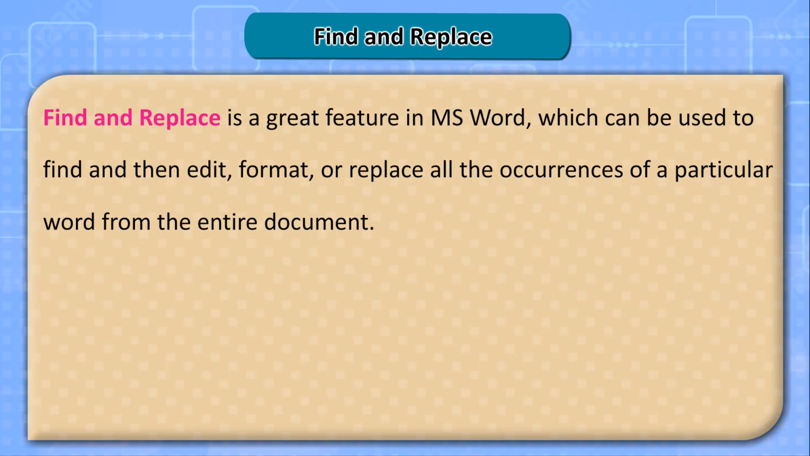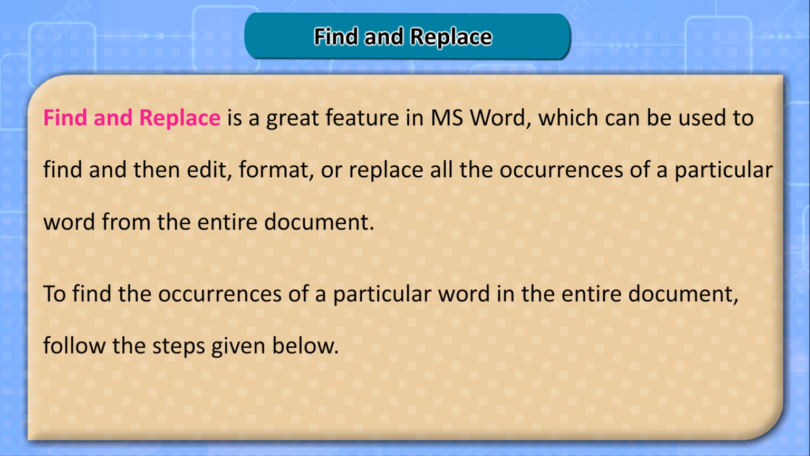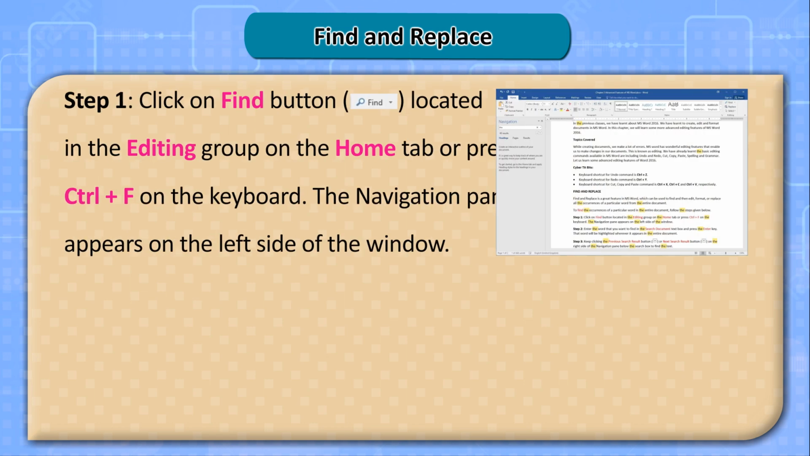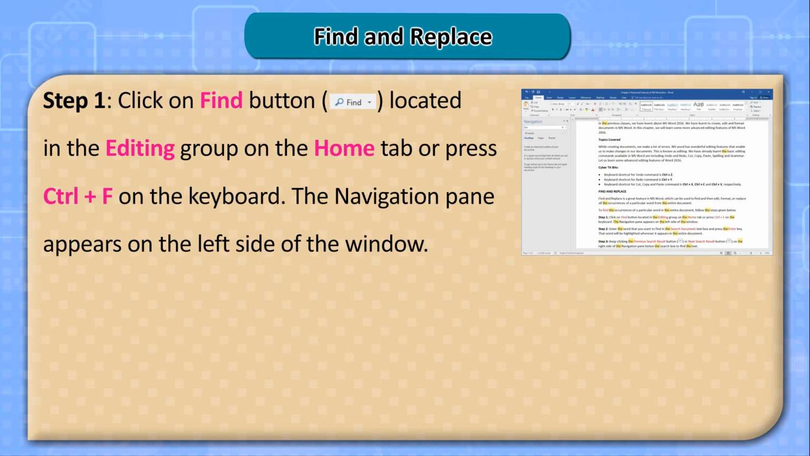Find and replace. Find and replace is a great feature in MS Word, which can be used to find and then edit, format, or replace all the occurrences of a particular word in the entire document. To find the occurrences of a particular word in the entire document, follow the steps given below. Step 1. Click on the Find button located in the Editing group on the Home tab or press Ctrl+F on the keyboard. The navigation pane appears on the left side of the window.